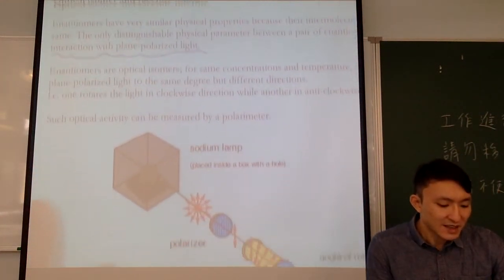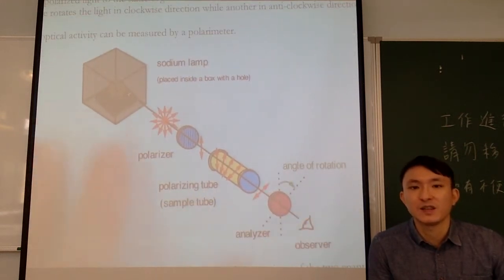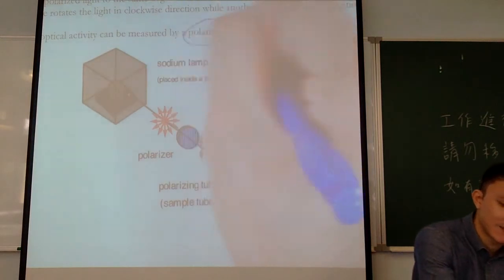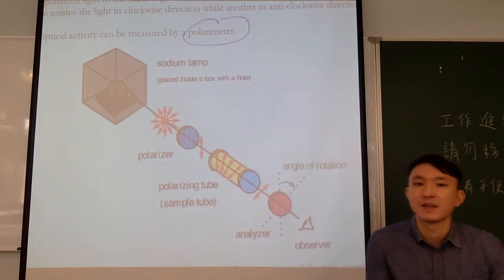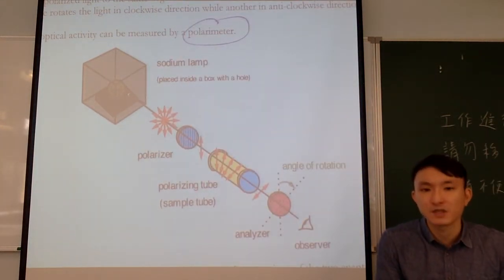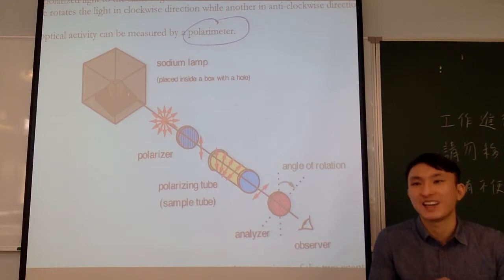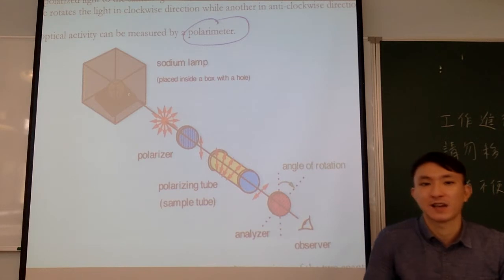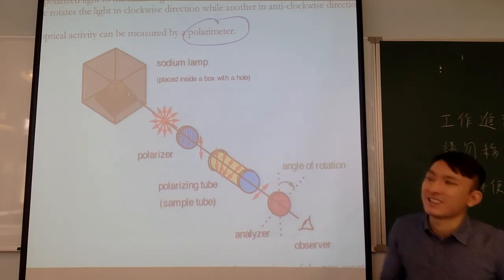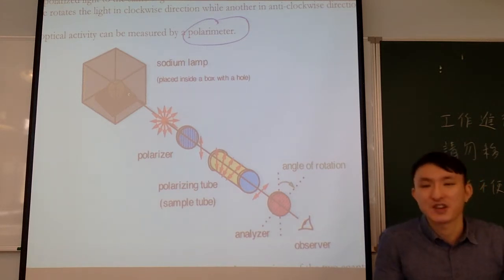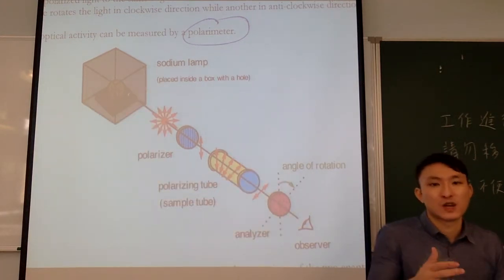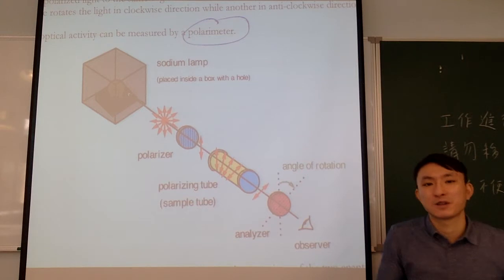Now, let's look at this diagram. This one shows you the key components in a device called a polarimeter. A polarimeter is used to distinguish between two enantiomers based on their interaction with plane polarized light. Now, I understand there are a couple of terms new to you and quite physics, to be honest. These are all physics stuff, so I try to break it down for you as simply as possible.